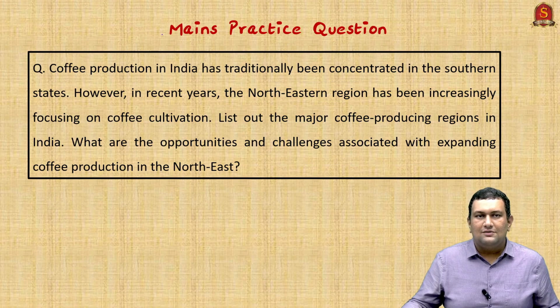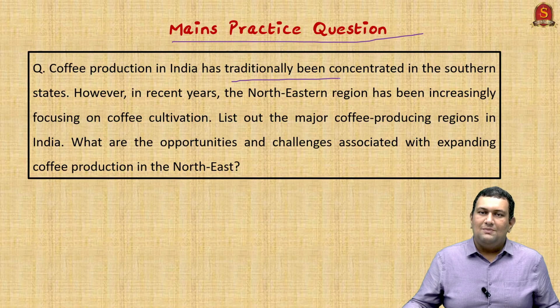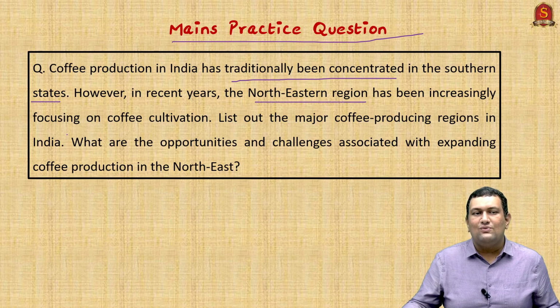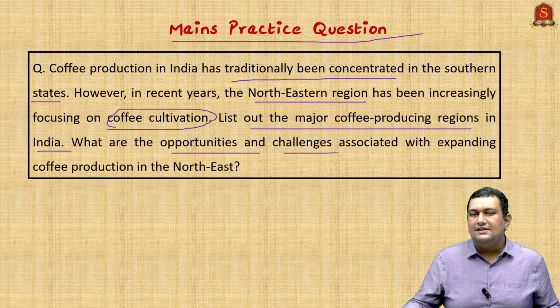Now we will see certain mains questions for practice. First question is, coffee production in India has traditionally been concentrated in the southern states. However, in recent years, the northeastern region has been increasingly focusing on coffee cultivation. List out the major coffee producing regions in India. What are the opportunities and challenges associated with the expanding coffee production in the Northeast?